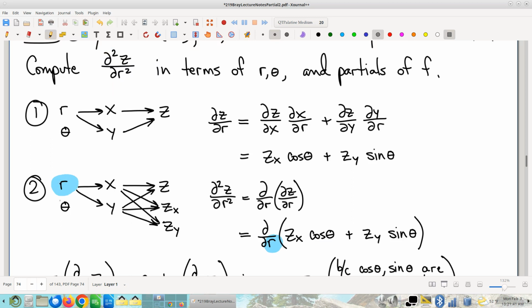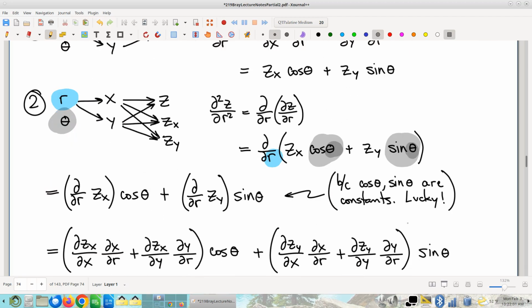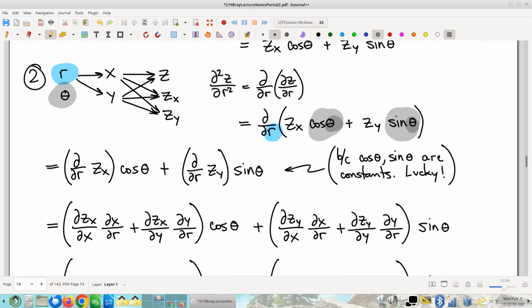Partial with respect to R means the other variables in its world are to be understood to be constant. That means theta is going to be constant. And here's the thing, if theta is constant, then so is cosine theta, and so is sine theta. Constants, right? And because those are constants, we can not only separate the terms, we can also factor out those constants. Okay, so that's how that next step works.